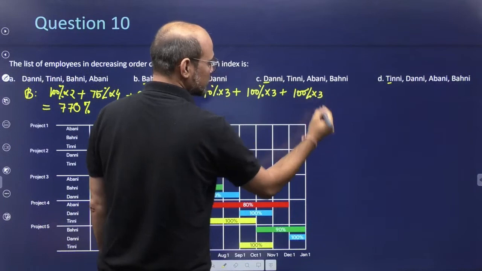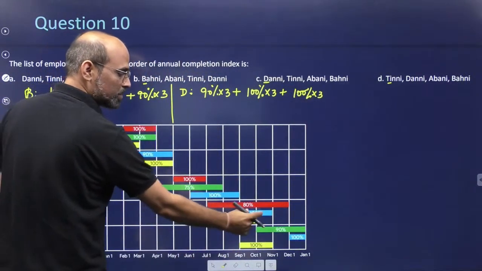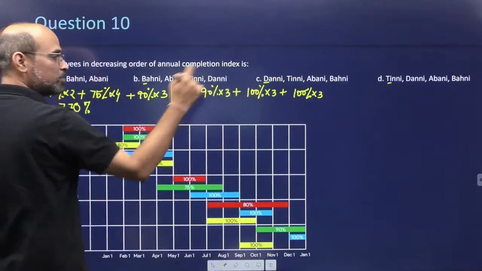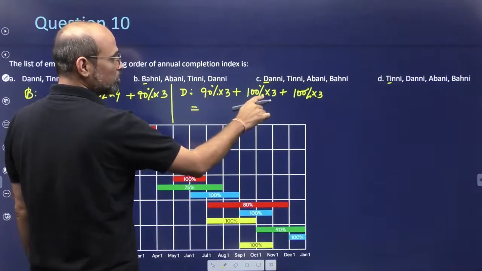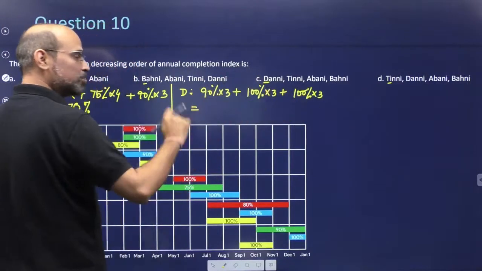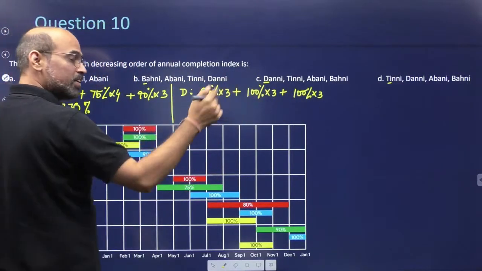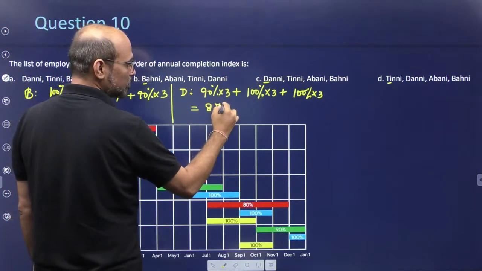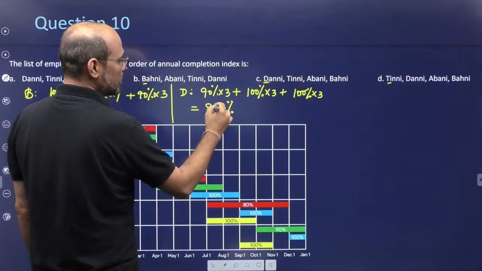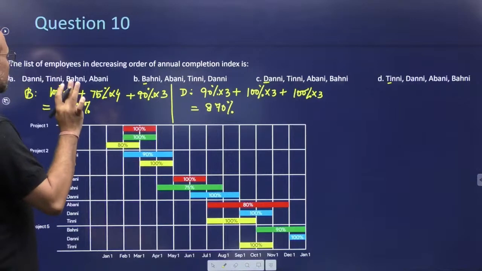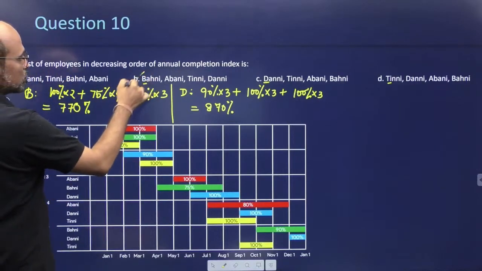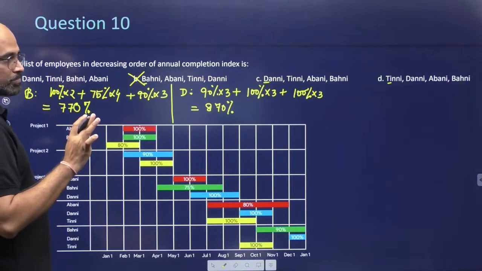I hope you guys can understand. 100% into 2 plus 100% into 1, 100% into 3. So this is going to be 300% plus 300, 600% plus 270. So this is 870%. So we are pretty sure कि भैया D अभी तक highest चल रहा है. If D is the highest, so option B is not going to happen.